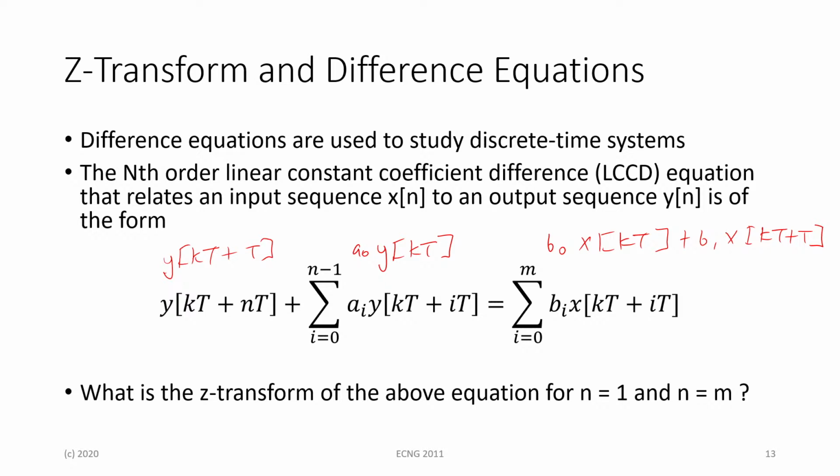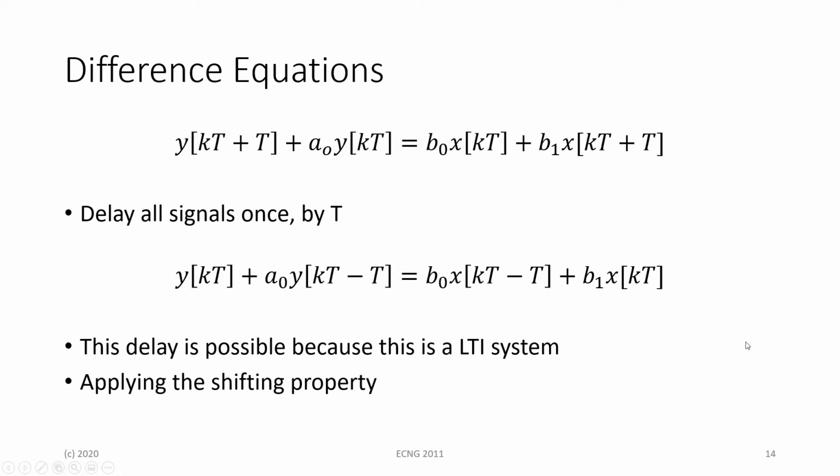And if we Z transform this accordingly, what we need to do is that because all these signals here have positive t, we delay all the signals once by an instance of t. So this kt plus t here becomes kt. Everything that was kt now becomes kt minus t. And the reason why this delay is possible is because we're dealing with linear time invariant systems.